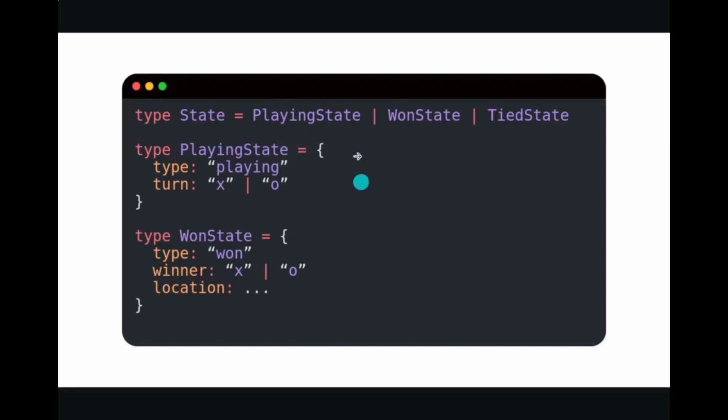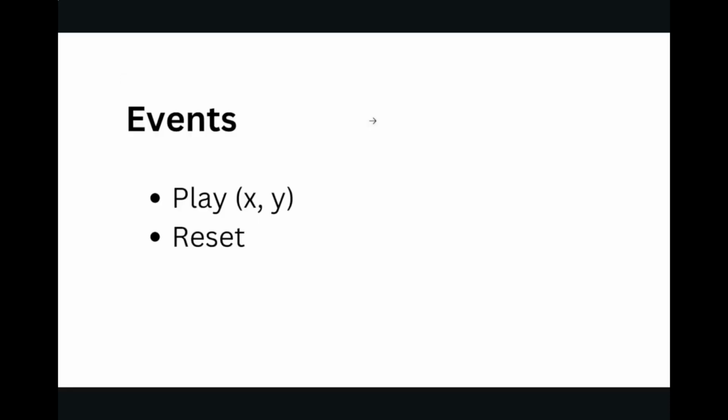So something like this would be a lot better, where our playing state is not just the type of state it's in, but also has extra data, like whose turn it is: X's or O's turn. Or when we win, we might want to know the location of the win. So it's better to define a union type that has all the data associated with that state.